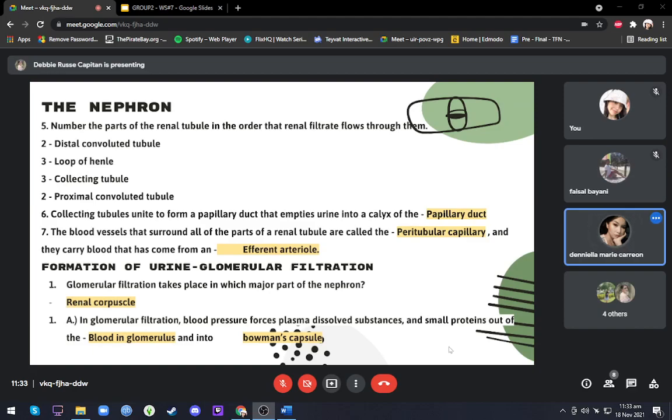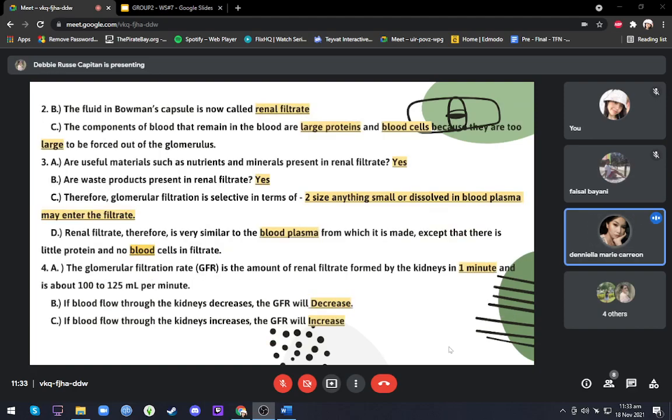Next. Number 2, letter B, the fluid in Bowman's capsule is now called renal filtrate. Letter C, the large components of blood that remain in the blood are large proteins and blood cells, because they are too large to be forced out of the glomerulus.